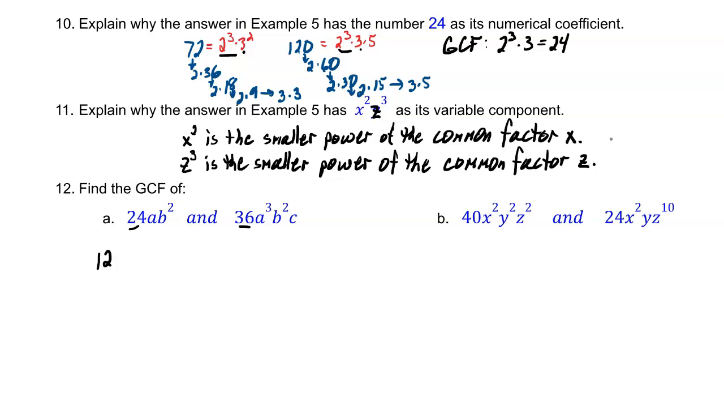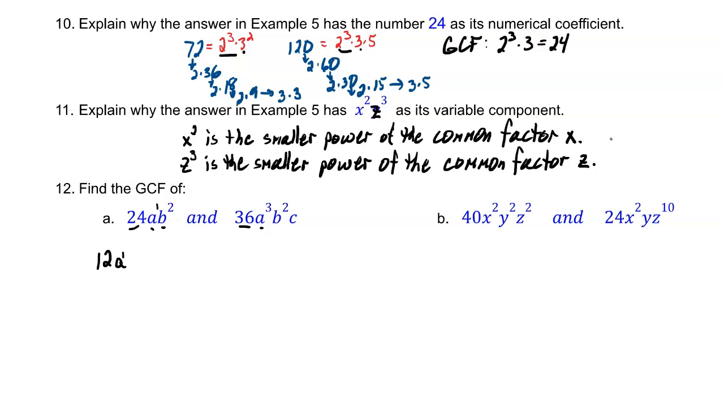Now let's work on the variables. The factor A is common to both. What's the smaller power that appears on A? That's just to the first power from our first given number. So A to the first power is part of the GCF.